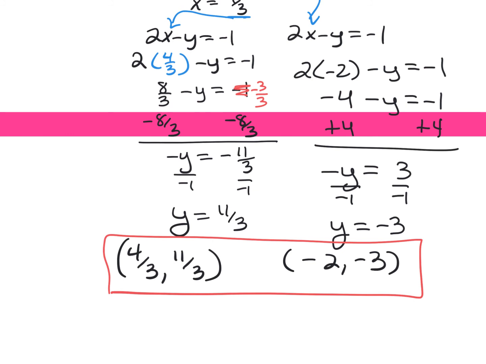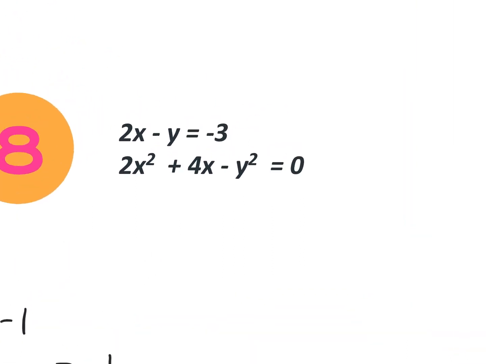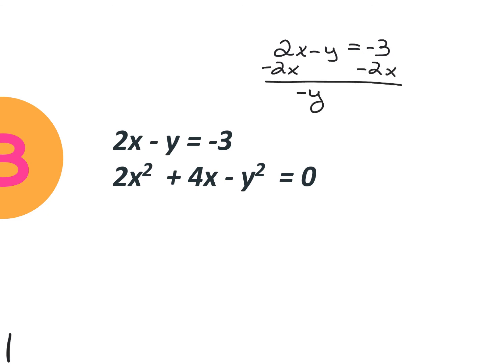Again, a nonlinear system with a linear system. I'm going to rearrange the linear and do a substitution. So I'm going to take 2x minus y equals -3. I'm going to solve it for y. And the reason why I'm choosing y is because once I'm done, there's no coefficient in front of that. And I don't end up with any fractions. So then I end up with -y equals -2x minus 3. Divide everything by -1. And y equals 2x plus 3.